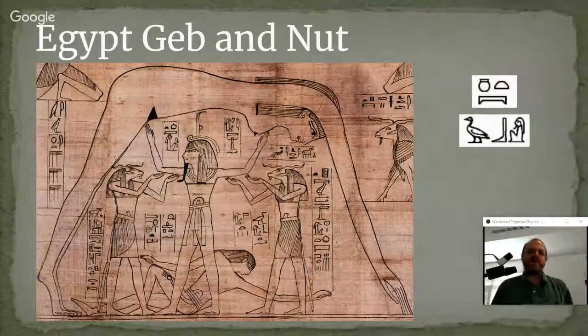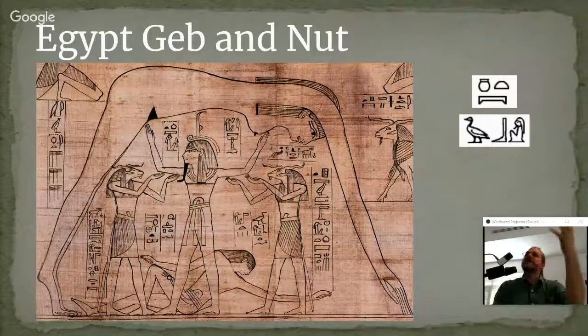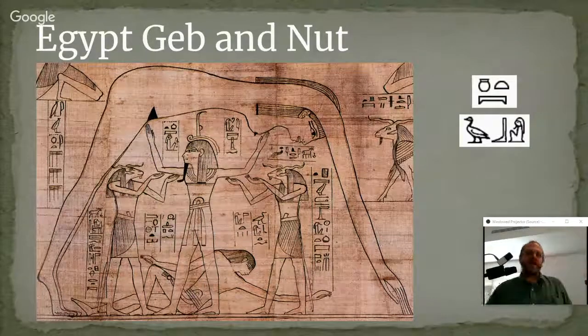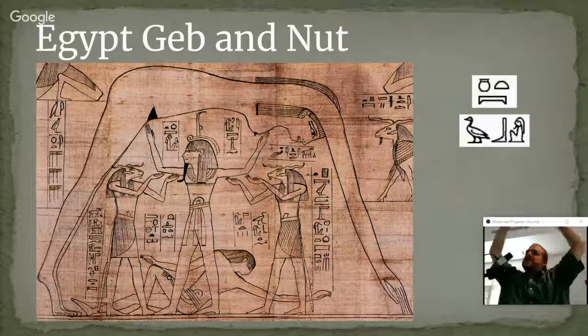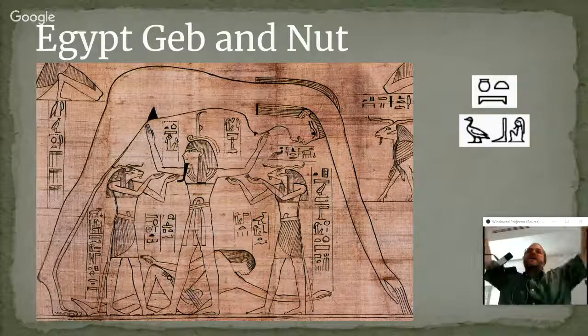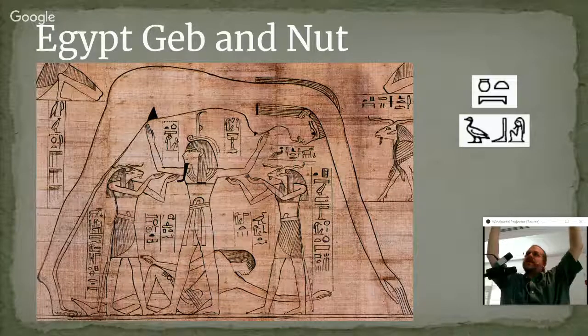On the bottom we have Geb, the earth god. Notice they invert who's the feminine and the masculine. Usually the earth is feminine, the sky is masculine. They invert it. And between them we have Shu, the god of the air, that holds them apart and creates space for the sky, the environment, the wind, the atmosphere, to exist between the heavens above and the earth beneath.